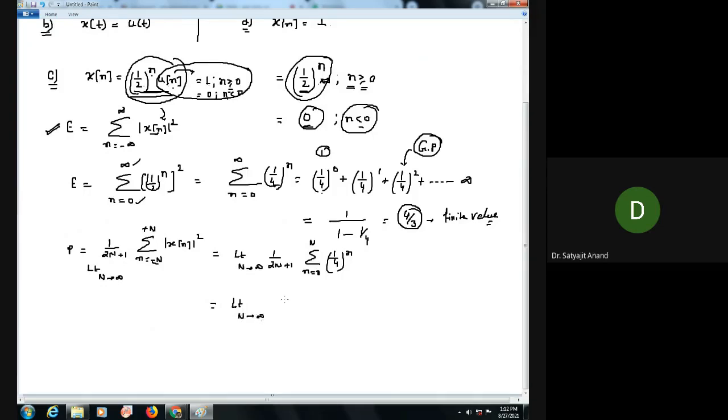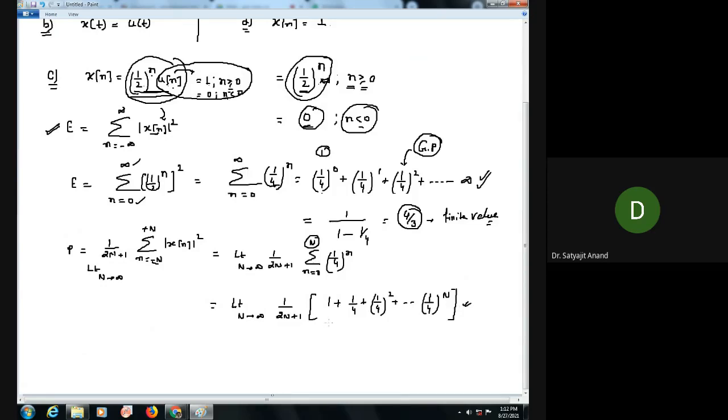Limit n tends to infinity, 1 by 2n plus 1. For n equal to 0, this is 1. For n equal to 1, this is 1 by 4. For n equal to 2, 1 by 4 whole square, and so forth. Up to how long? Not up to infinity, but up to n. This is the sum of a finite GP series. Earlier it was the sum of an infinite GP series, and this is the sum of a finite GP series.